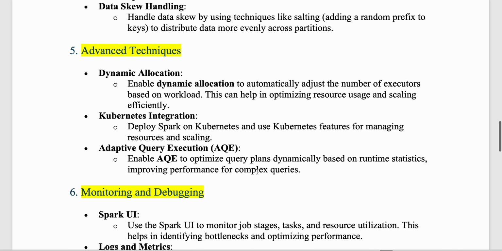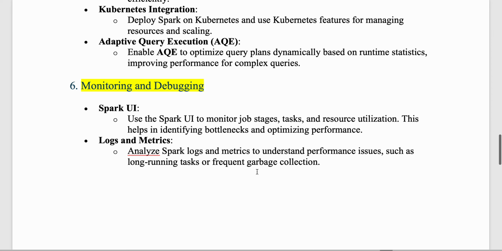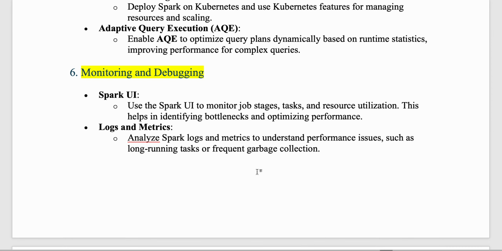Okay, then next is monitoring and debugging. Whenever you submit your job, you can monitor your logs from the Spark UI, which tells you where the task is and what the resource utilization is. If you are using df.show, count, or other actions multiple times, try to avoid that. Then you can check the logs and metrics.